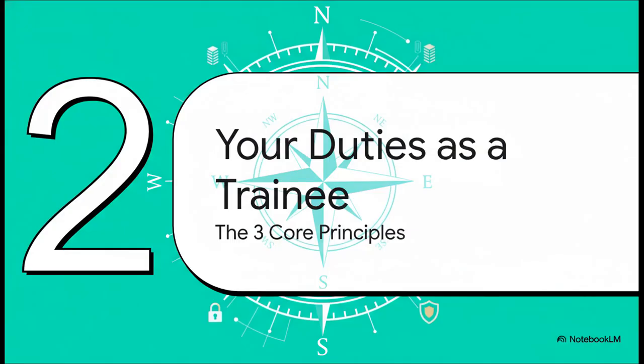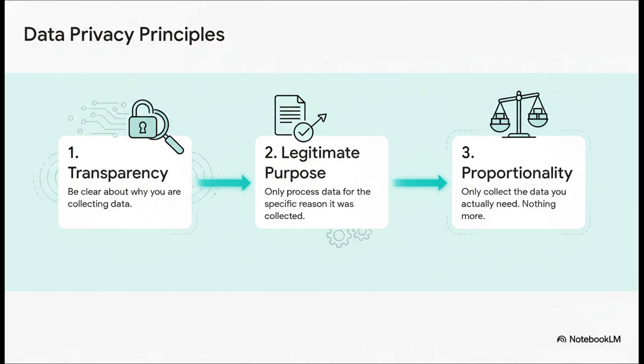Okay, so what does this all mean for you, day-to-day in your OJT? Well, the law actually gives us 3 core principles to live by. These 3 ideas should guide every single thing you do with data. Think of them as your guiding stars. Think of these as your simple daily rules. Number 1, transparency. People have a right to know why you're collecting their data and what you're going to do with it. 2, legitimate purpose.